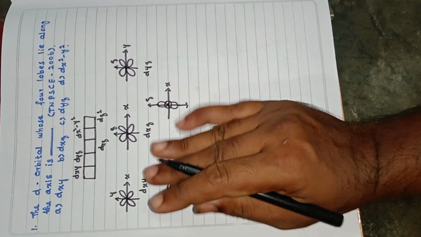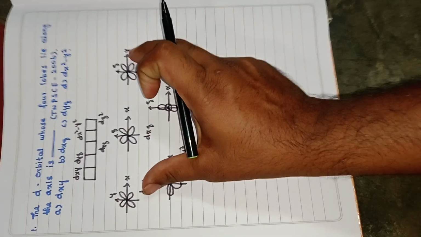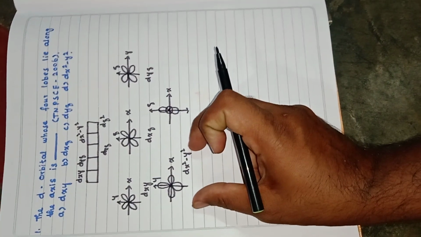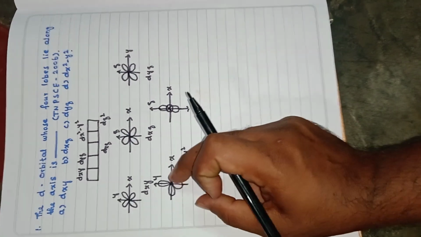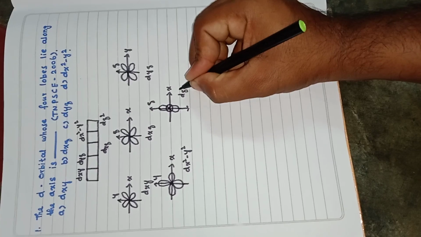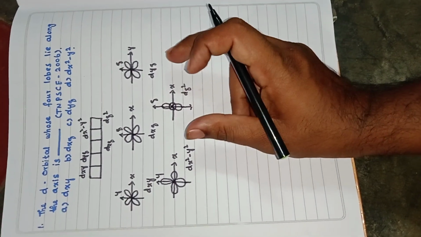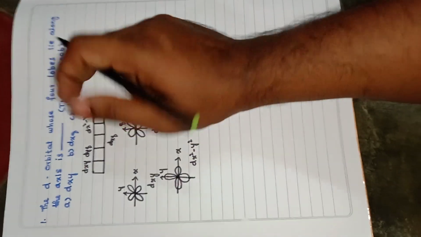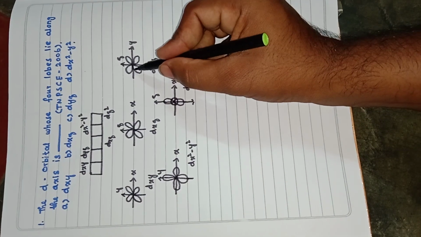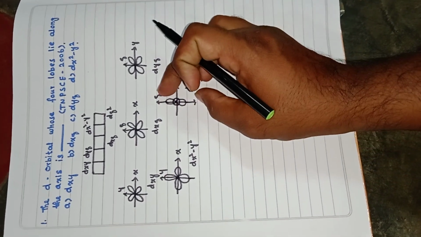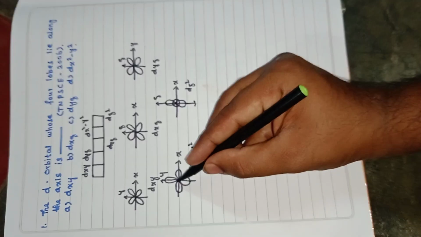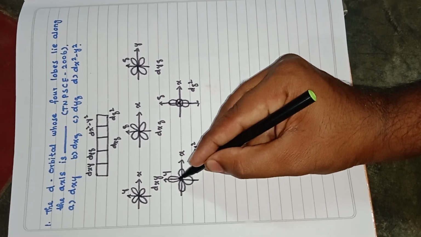So we know very well that these 3 are clover leaf shapes with 4 lobes in between the axes. In this case it is also a clover leaf shape, and the 4 lobes lie along the axis. But the dz square has 2 lobes along the axis with the presence of a donut. So the exact answer is the d orbital whose 4 lobes lie along the axis. These 3 lie between the axes, and from here only 2 lobes, so we are asking for 4 lobes lying along the axis.